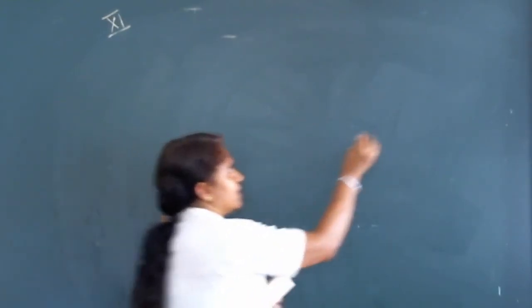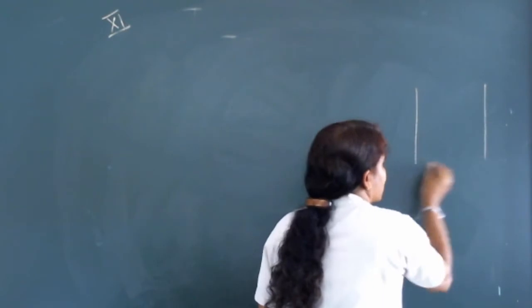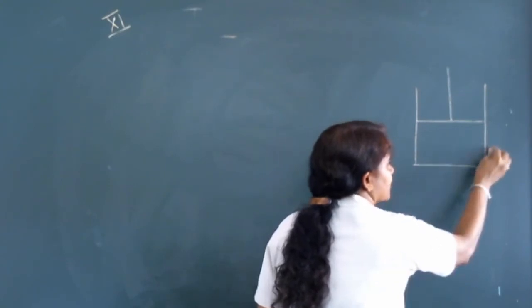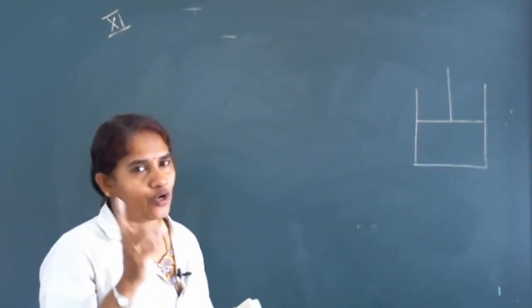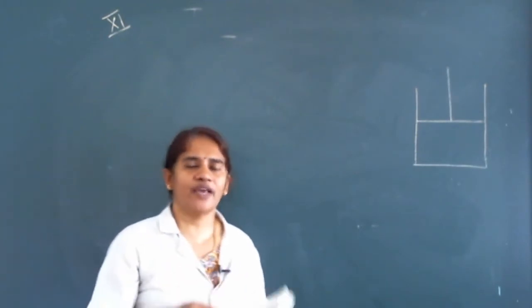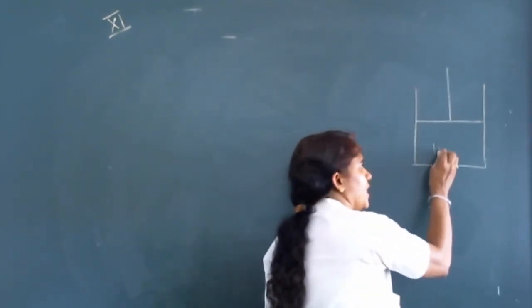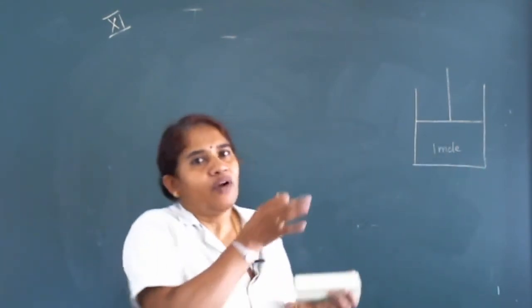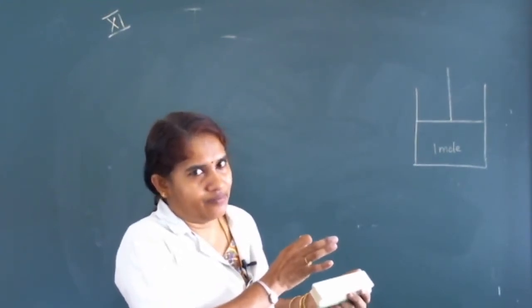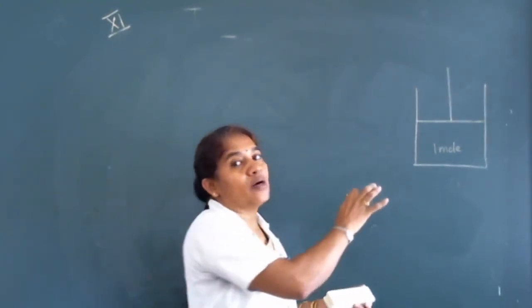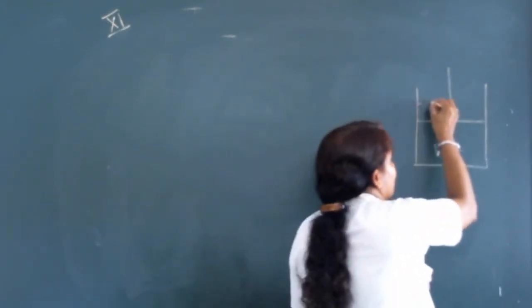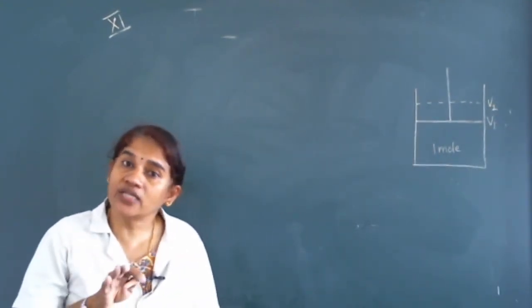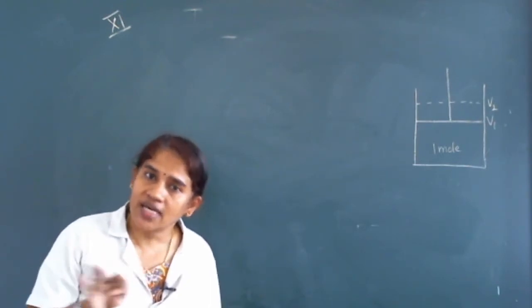To explain an isothermal process, the container will always have conducting walls and bottom, in order to maintain the temperature as constant. For our derivation, we are taking 1 mole of gas. For 1 mole of gas, we are deriving the equation at last. So 1 mole of ideal gas is taken, and it is undergoing isothermal expansion, changing its volume from V1 to V2, maintaining temperature the same.